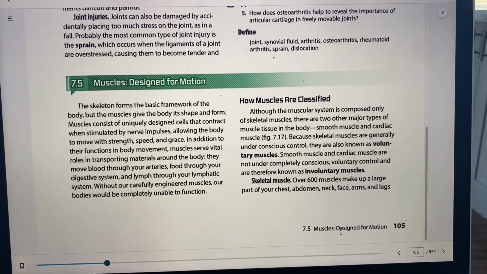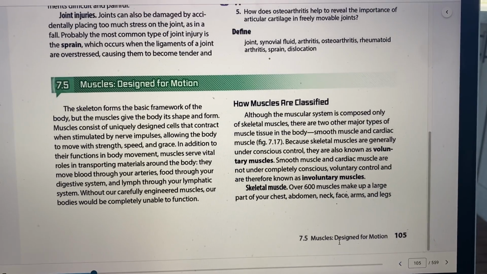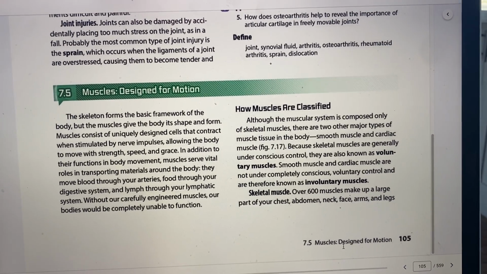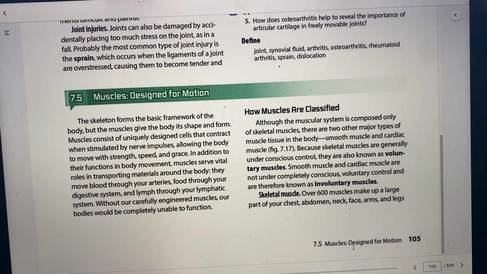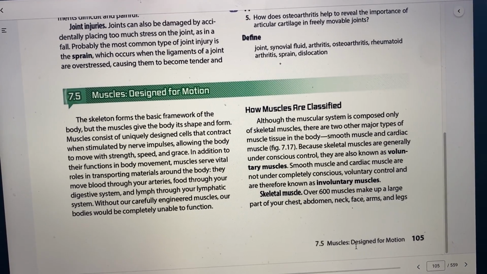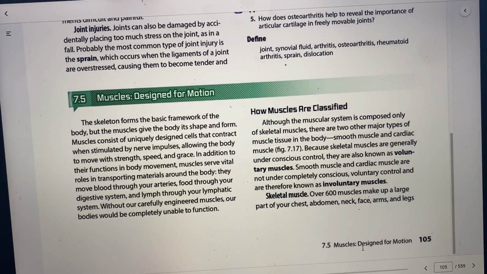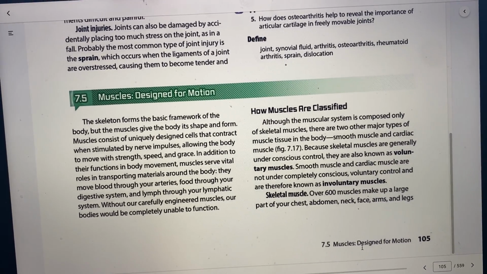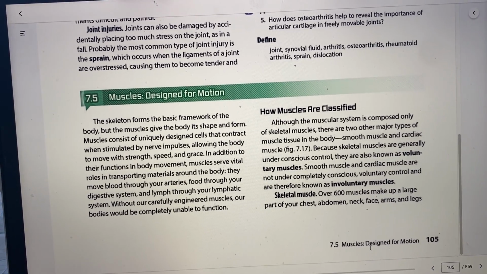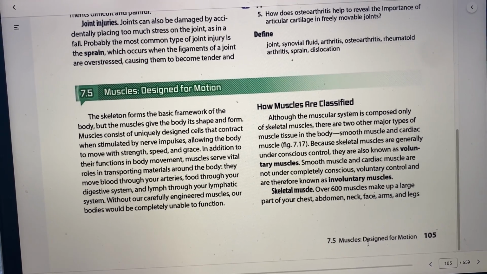So we're in biology section 7.5 and we're going to be talking about muscles designed for motion. Muscles indeed are designed for us to move, and they also give our body shape and form. They're very unique because they react by nerve cells to contract and stimulate. And usually there are opposite muscles: one contracts one way and one contracts the other way.